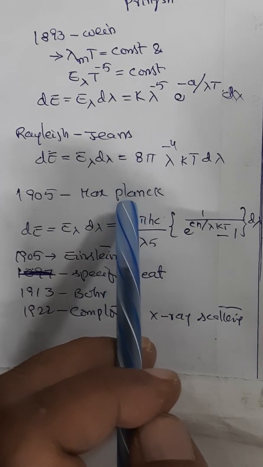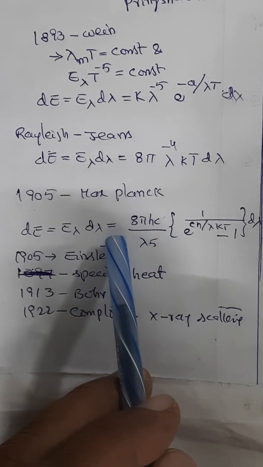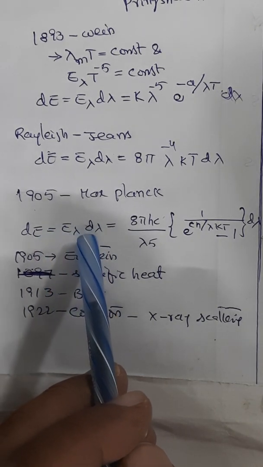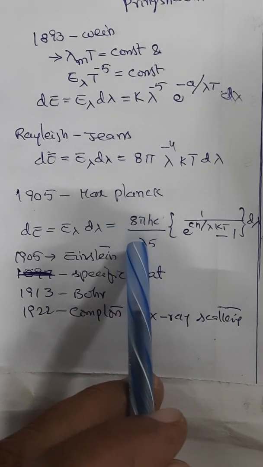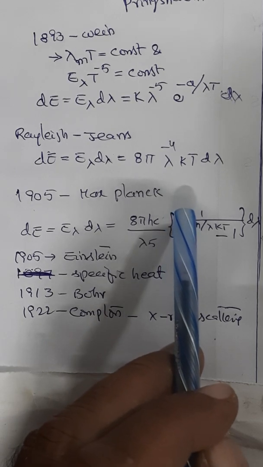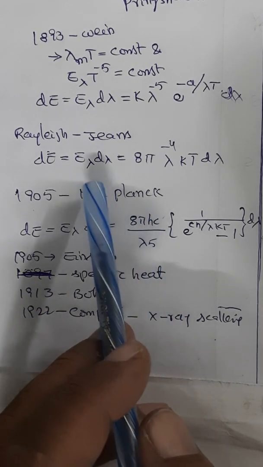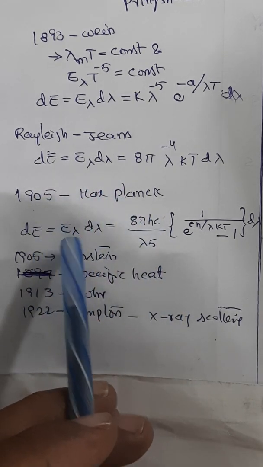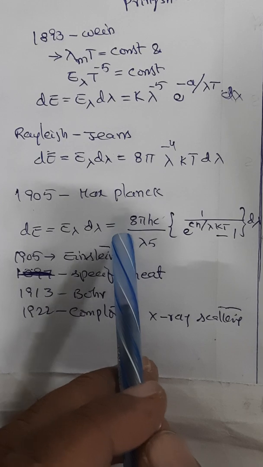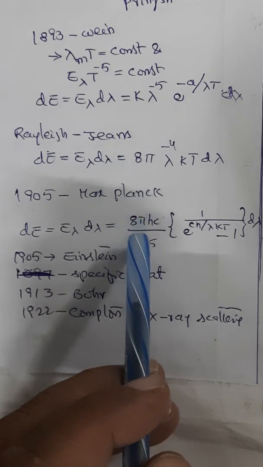Based on quantum theory, Planck deduced this formula. Anyway, we shall see that later as far as derivation is concerned. So right now take it as dE equal to E_lambda d lambda. He found it as 8 pi hc by lambda to the power 5 into 1 by e to the power hc by lambda kT minus 1 d lambda, where h is Planck's constant and c is the velocity of light. Now this law, Planck's law, holds good for all wavelengths. So therefore this law naturally reduces to Wien's law for shorter wavelengths and the Rayleigh-Jeans law for longer wavelengths.